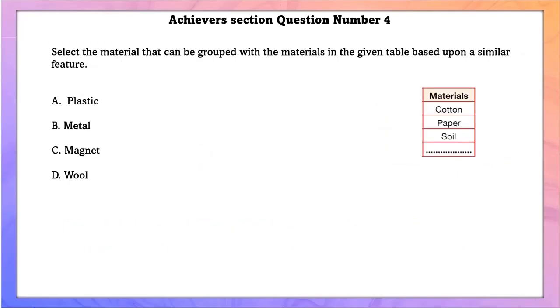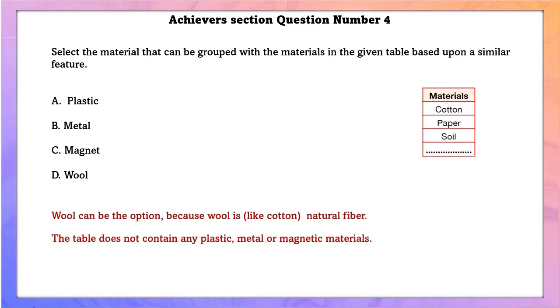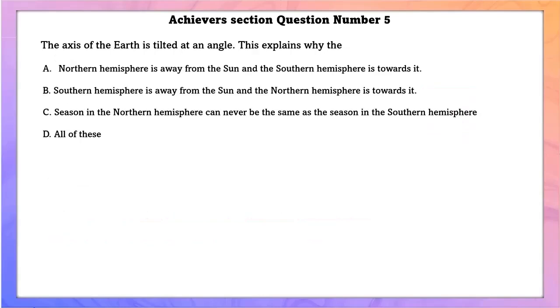Achiever section question number 4. Select the material that can be grouped with the materials in the given table based upon a similar feature. Wool can be an option because wool is like cotton, a natural fiber. The table does not contain any plastic, metal or magnetic material. Therefore, wool is the correct option.